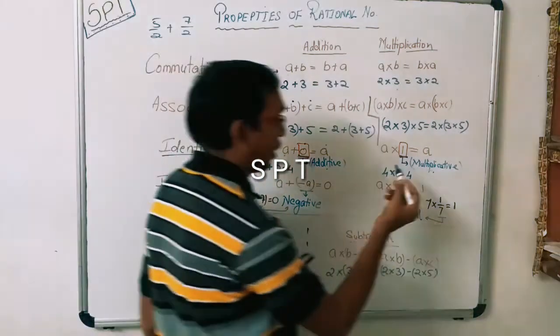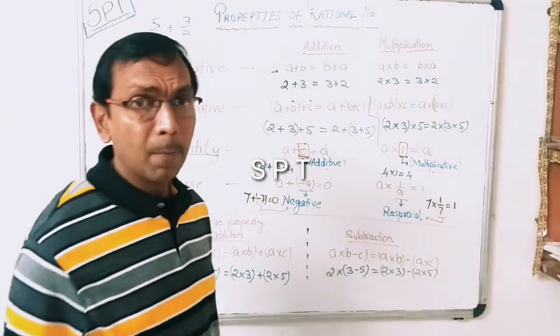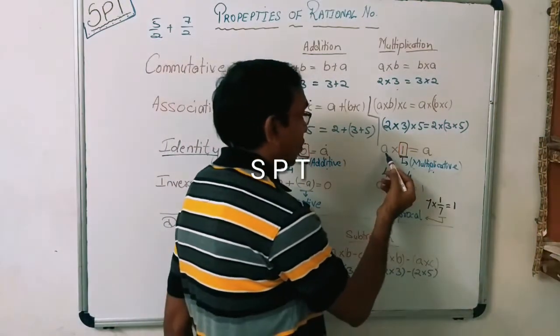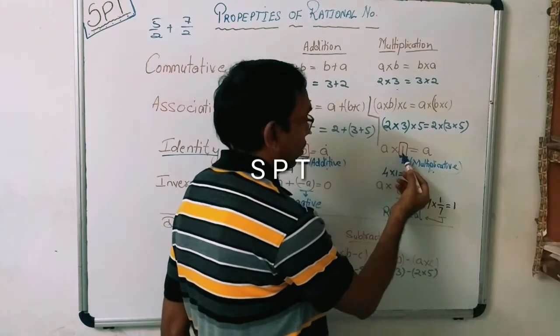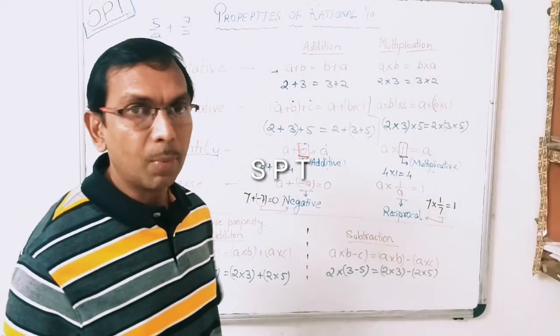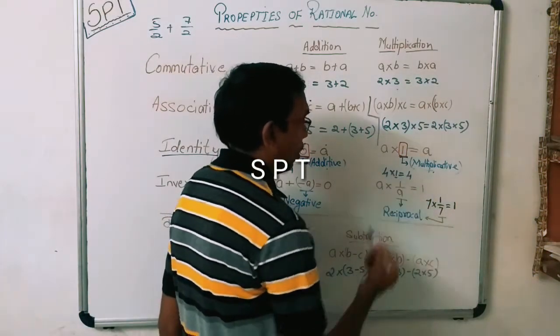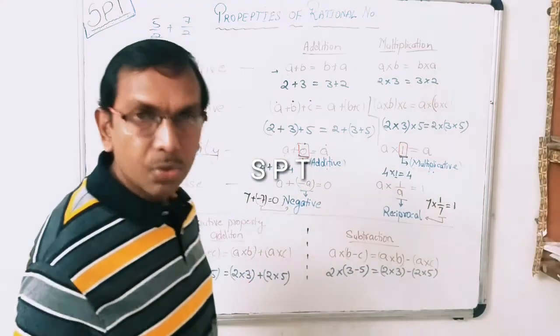In case of multiplicative identity, we call 1 the multiplicative identity. Again, if I take a rational number a and multiply it with 1, the answer is a. So 1 is the multiplicative identity. 4 into 1 is 4. So on multiplying 1 to any rational number, I get the same answer.